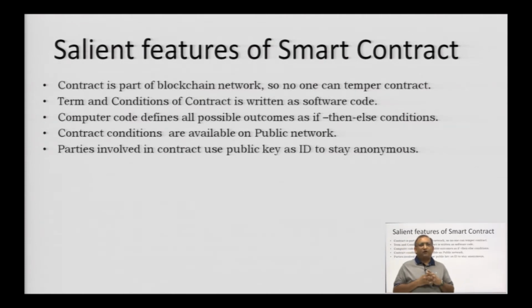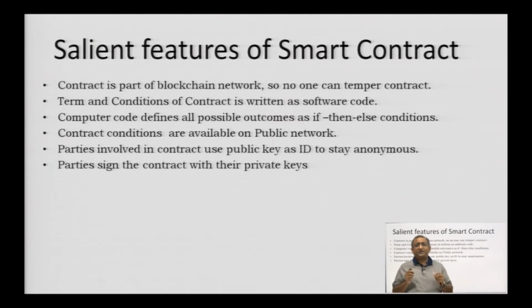Normally, parties involved in the contract use their public keys as IDs to stay anonymous, right? It is not fixed. Parties sign there. In a traditional contract, both parties sign it. Now, in this smart contract, how do you sign it? There is a digital signature available to you, and they use their private keys to sign the contract. Once you sign, the contract is signed and becomes code on the smart contract platform.